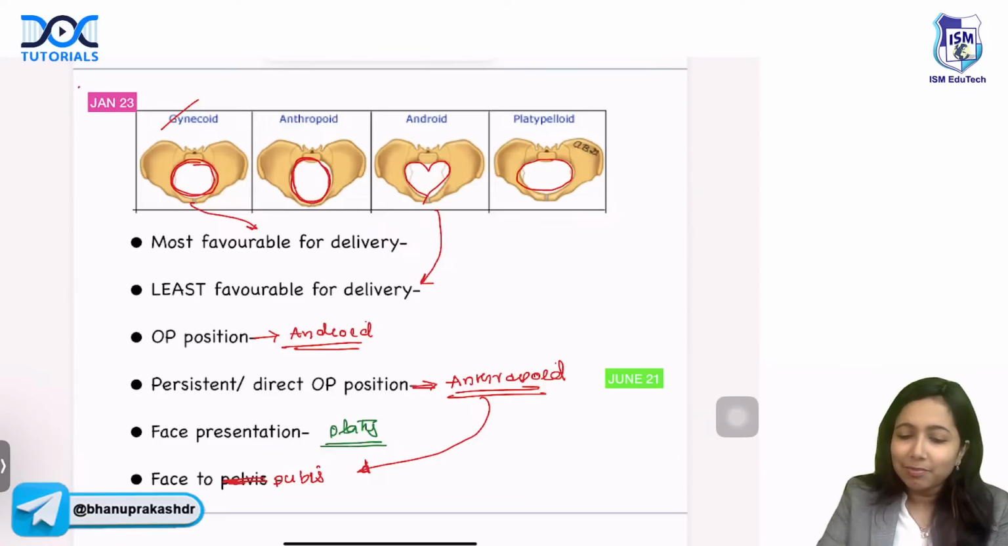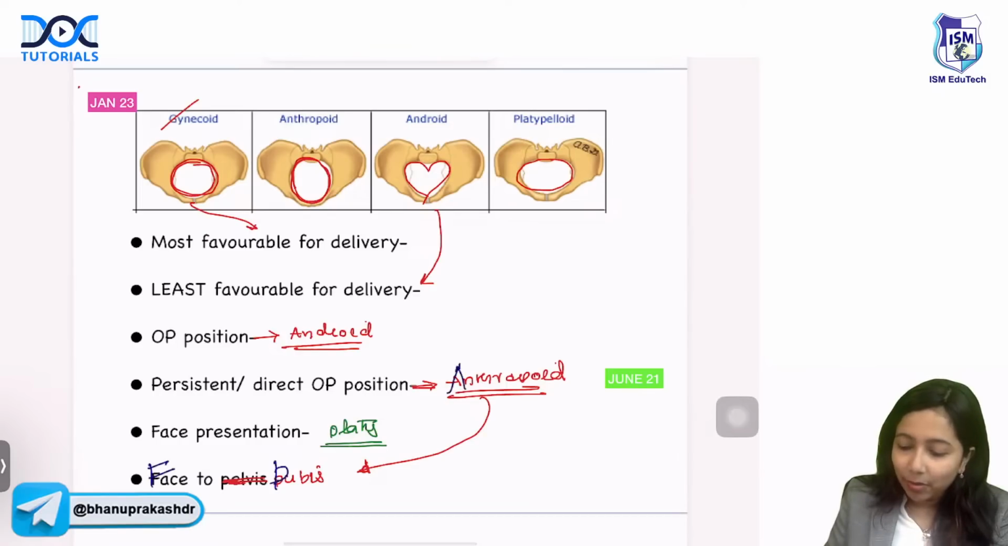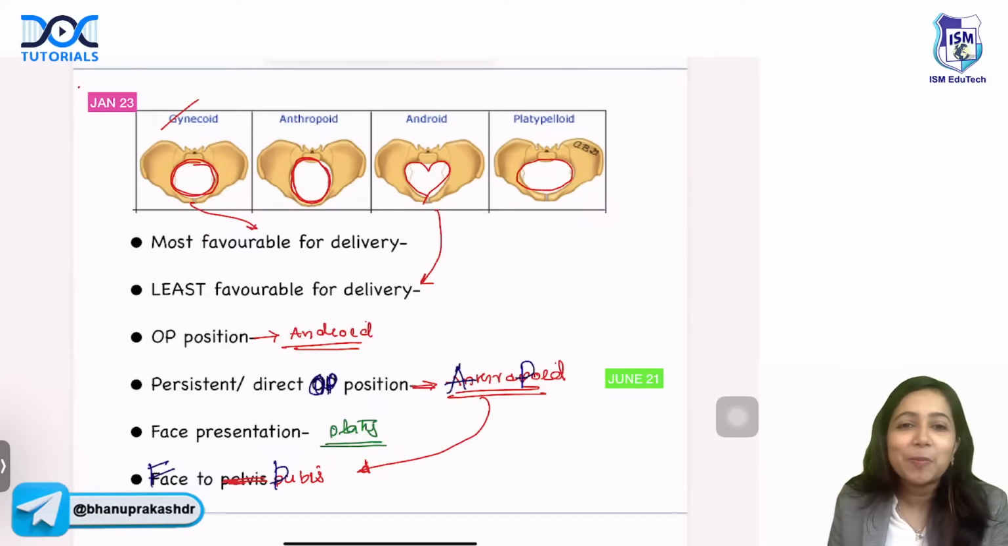So if you want a small mnemonic, just remember FP. Anthropoid has AP, persistent OP, like a word play. Persistent OP, AP, FP, all can be linked together. Face to pubis, anthropoid, persistent OP presentation. All right. Okay.